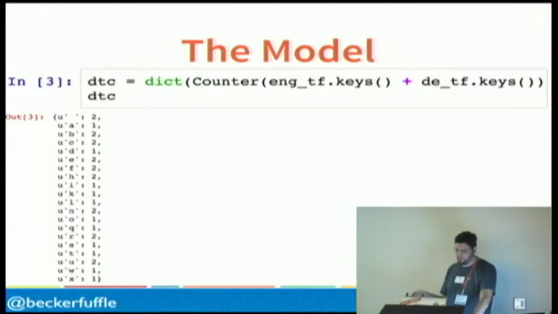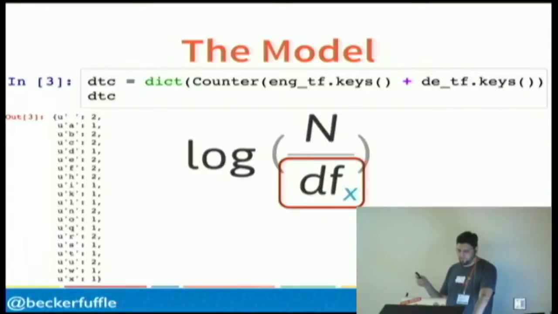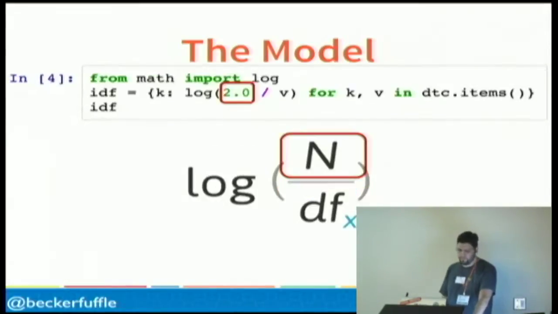And we can see that some characters are used in only one document, others are used in both. Space, for example, is used in both documents, and there's a bunch of other ones. So this represents the denominator in the IDF, the inverse document frequency calculation. And next, we sprinkle in the rest of the math.